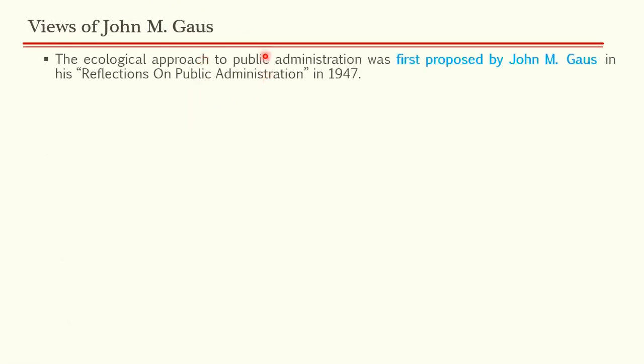Gaus. So John M. Gaus was the first person who proposed the ecological approach. As you can see, the ecological approach to public administration was first proposed by John M. Gaus in his Reflections on Public Administration in 1947.